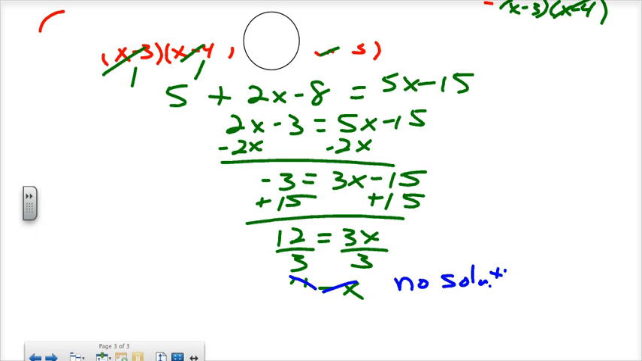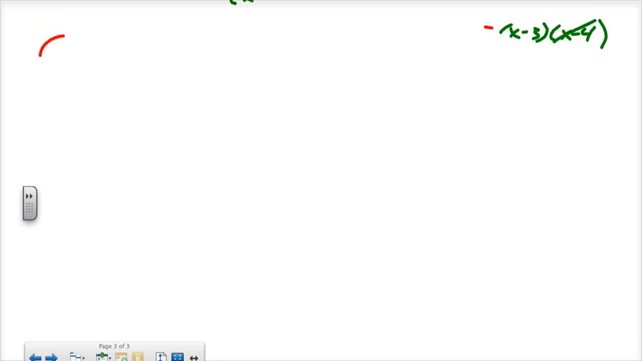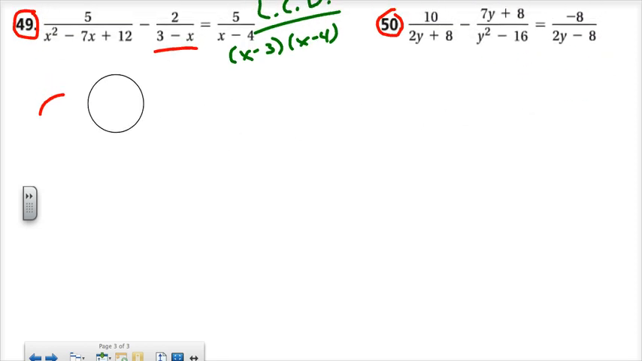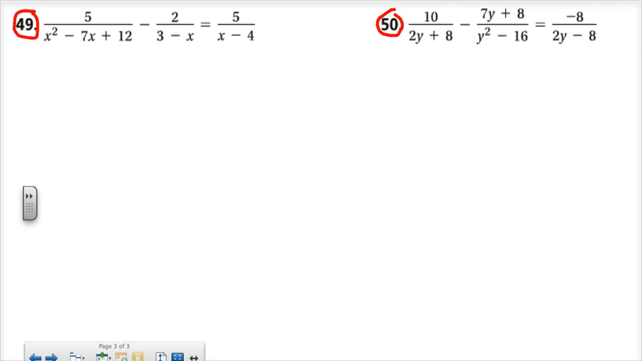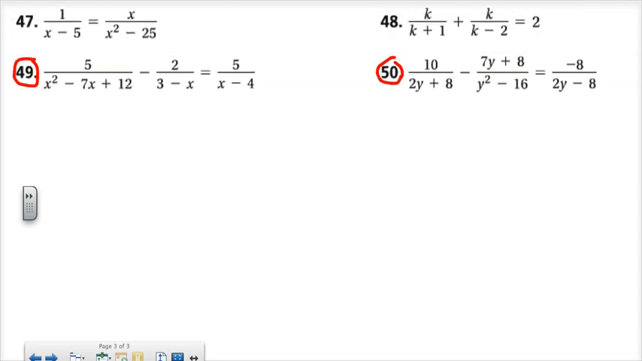Let's go back up now. Good work, though. Really fun math manipulation that we're getting into here. I mean, we've got some skills when we get to this point. So let's take a peek at number 50.